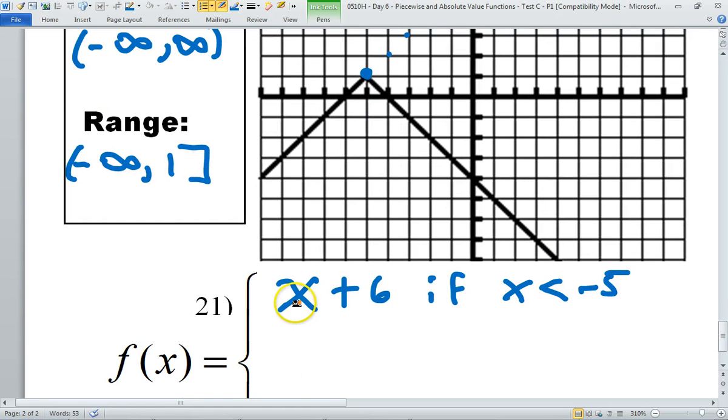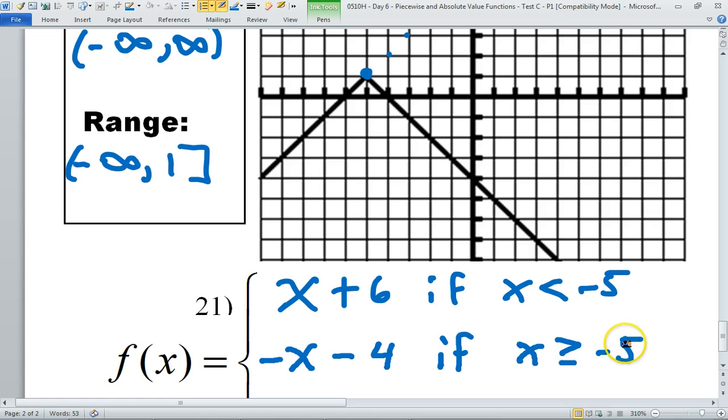Okay? Now the other side. If this one is positive x, the other one will be negative x. Y-intercept is -4. So negative x minus 4. If x is greater than or equal to -5. See how fast you can do these when you know what you're doing? Alright, we'll have to stop it there.